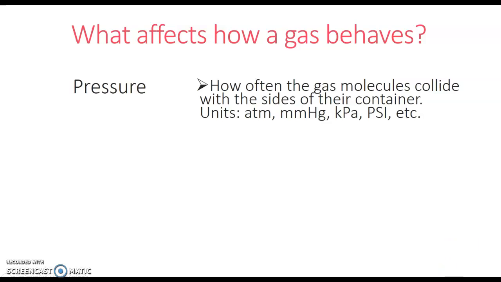There are three variables that affect how gases behave. The first variable we're going to talk about is pressure. What pressure actually means is how often the gas molecules collide with the sides of their container. So the more they're hitting the sides of the container, the pressure is higher. The less they're hitting the sides of the container, then the pressure is lower.